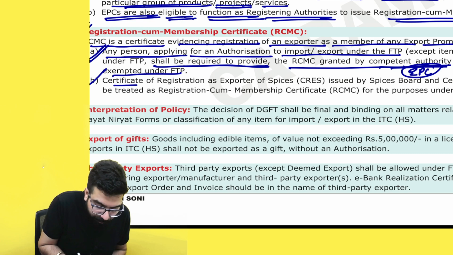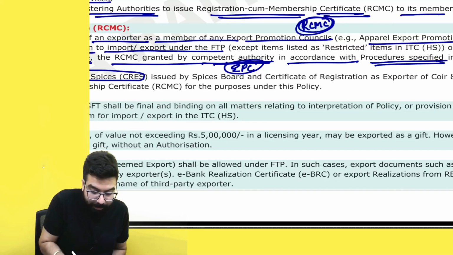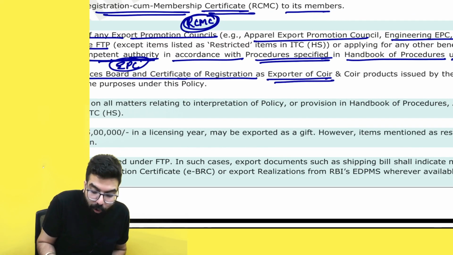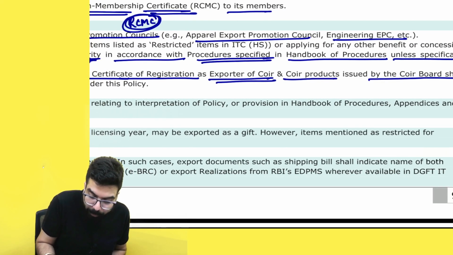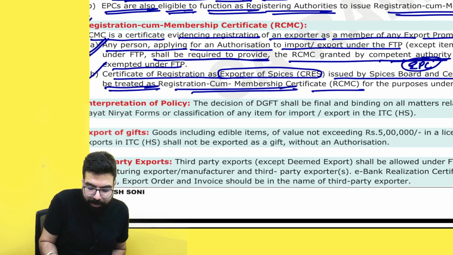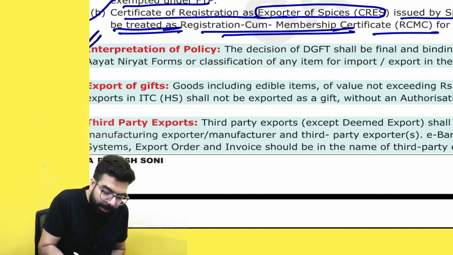Then they are telling that the certificate of registration as exporters of spices, CRES, issued by the Spices Board, and the certificate of registration as exporter of coir and coir products, issued by the Coir Board, shall be treated as registration cum membership certificate for the purpose of this policy. Done, sir. Next, interpretation of policy.